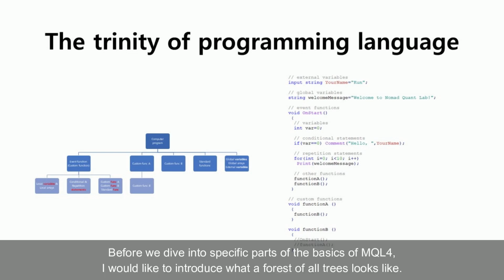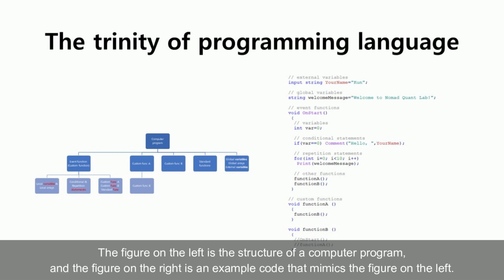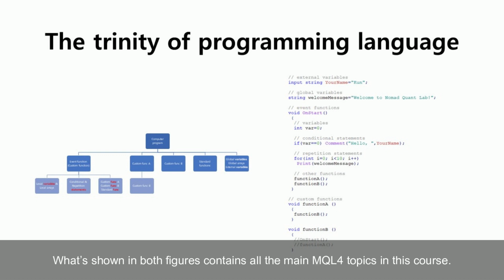Before we dive into specific parts of the basics of MQL4, I would like to introduce what a forest of all trees looks like. The figure on the left is the structure of a computer program, and the figure on the right is an example code that mimics the figure on the left. What's shown in both figures contains all the main MQL4 topics in this course.